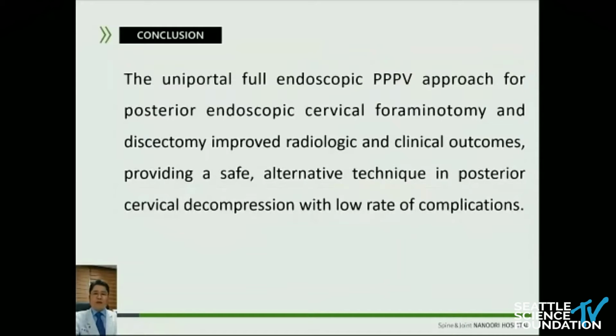In conclusion, the uniportal full endoscopic partial pediculotomy and partial vertebrotomy approach for posterior endoscopic cervical foraminotomy and discectomy improved radiologic and clinical outcomes, providing a safe alternative technique in posterior cervical decompression with a low rate of complication.